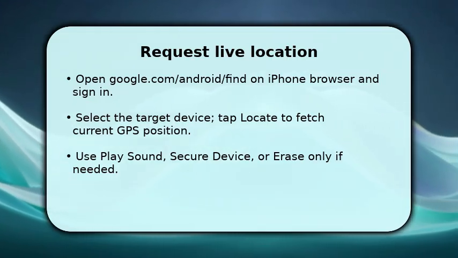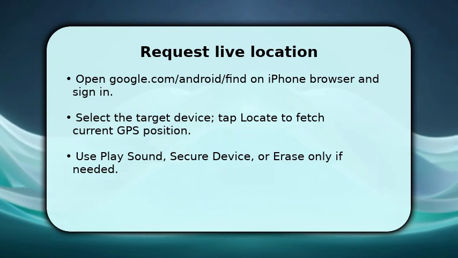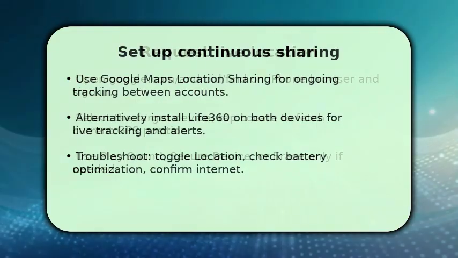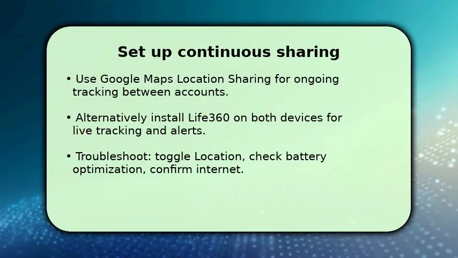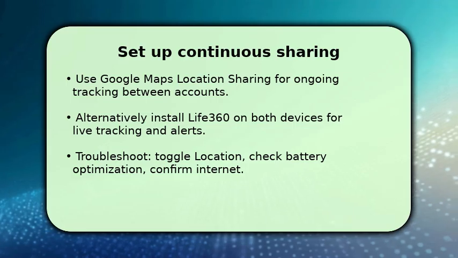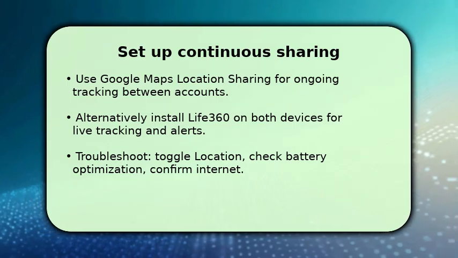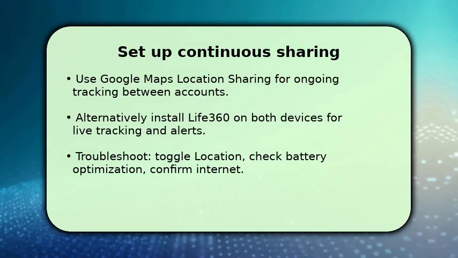To track continuously, set up Google Maps location sharing from the Android. Open Maps, share location with your Google account for a time frame or indefinitely. Once sharing is active, open Maps on iPhone and view the shared device.